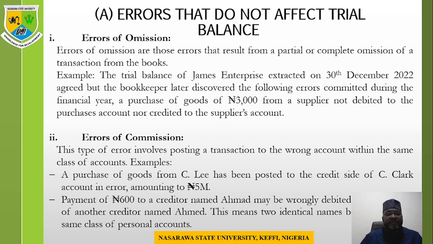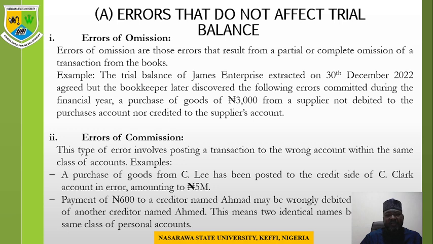The first is error of omission. For this category, we say these are errors that result from a partial or complete omission of a transaction from the books of accounts. Here, the entries have been completely omitted. Once you have an entry completely omitted, it tells you that you have an error of omission.